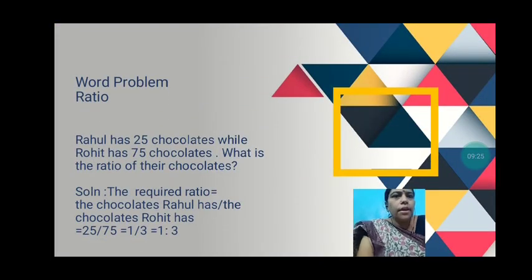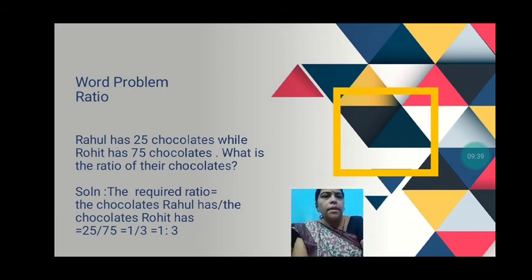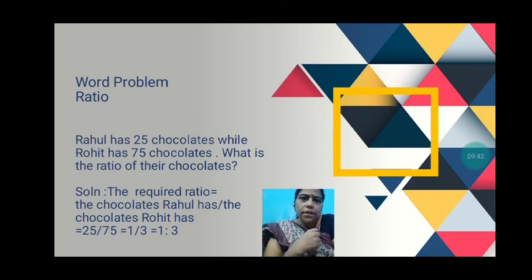Now we are going to do a word problem. Rahul has 25 chocolates while Rohit has 75 chocolates. What is the ratio of their chocolates? We have to find the ratio of chocolates with Rahul and Rohit. The required ratio is equal to the chocolates Rahul has divided by the chocolates Rohit has. Rahul has 25, and we will divide it by 75.